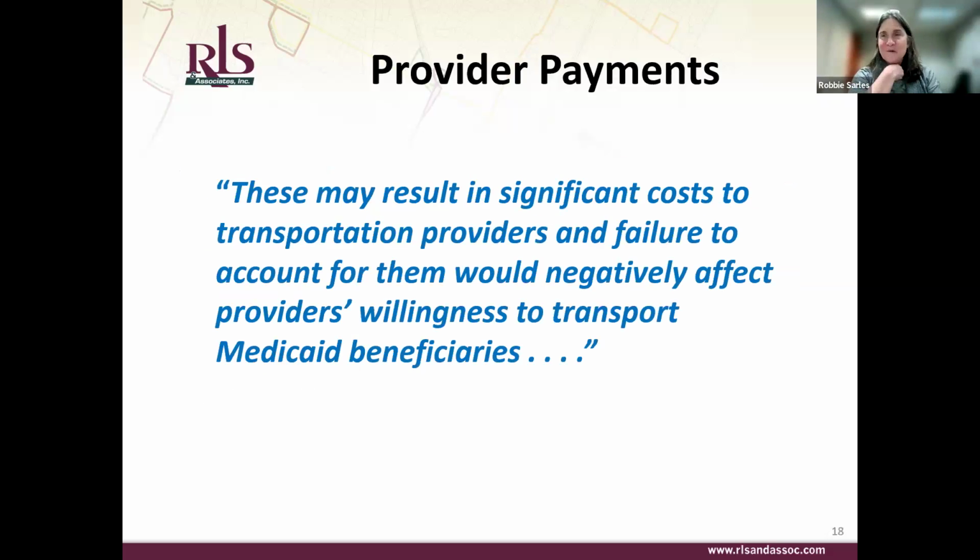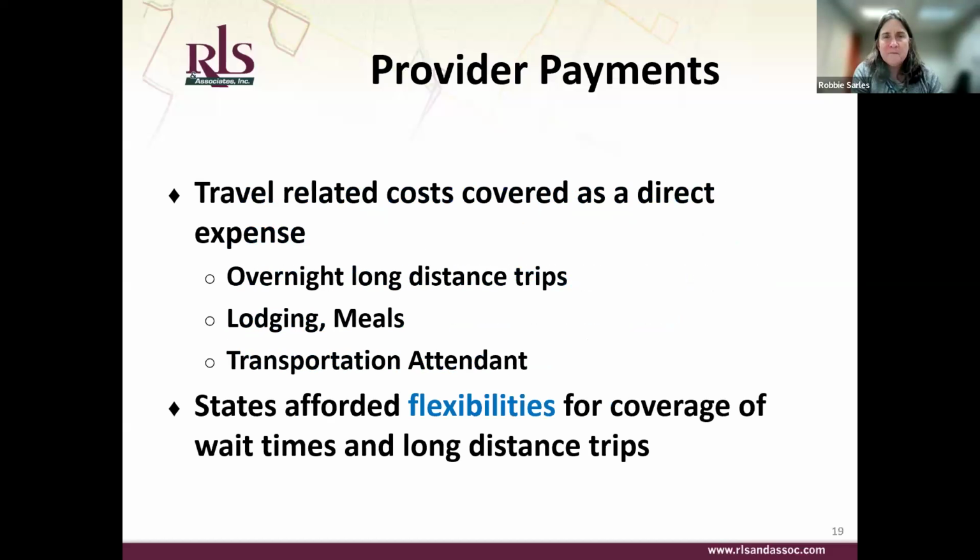This is another quote that I think is pretty darn significant. These may result in significant costs. So when it said these, it's referring to the no-show, the deadhead, and the wait times. These may result in significant costs to transportation providers, and failure to account for them would negatively affect providers' willingness to transport Medicaid beneficiaries. That's a statement you can take to the negotiation table. Okay.